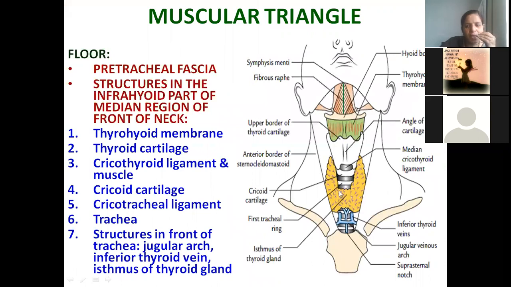Suppose you remove all those muscles, you will see certain structures in the deep floor. So we have the pretracheal fascia. If you remember, the pretracheal fascia was splitting to enclose the thyroid gland to form the false capsule. Then we have the thyrohyoid membrane, thyroid cartilage, then thickenings: cricothyroid ligament and cricothyroid muscle. The trachea is seen here. Okay, structures in front of the trachea.